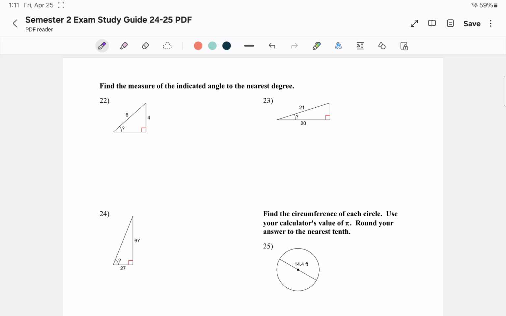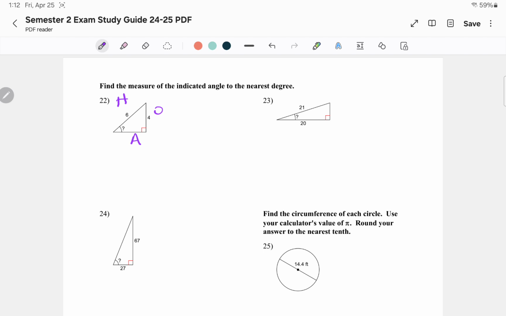So let's go ahead and pick up where we left off with number 22. This time we're finding the measure of the indicated angle to the nearest degree. We are going to be using trig again, but now we are using the inverse, okay? So we still have to label the sides. Still going to be H, O, and A.